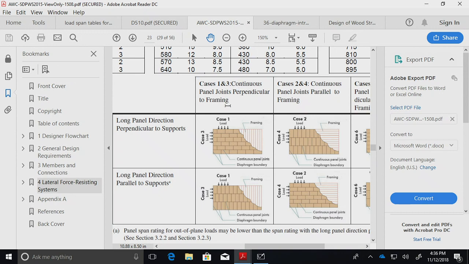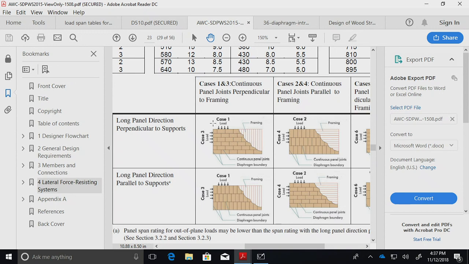So case 1 and 3 is for continuous panel joint perpendicular to framing. This is the continuous panel joint, and in this direction the joint is not continuous, meaning it's not in a line. So in the long direction, the joint is continuous and perpendicular to the joist. This one is the same. So when wind is blowing in the direction parallel to the framing, that's case 1. And case 2 is when the wind direction is perpendicular to the framing system.